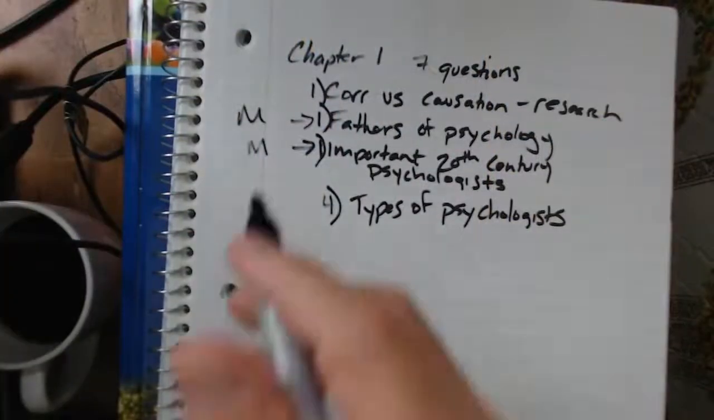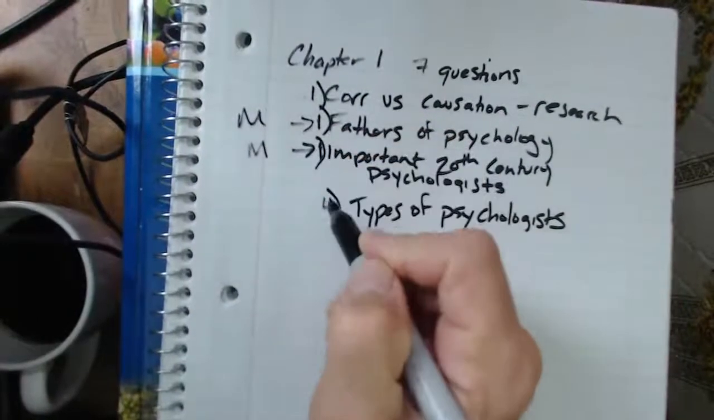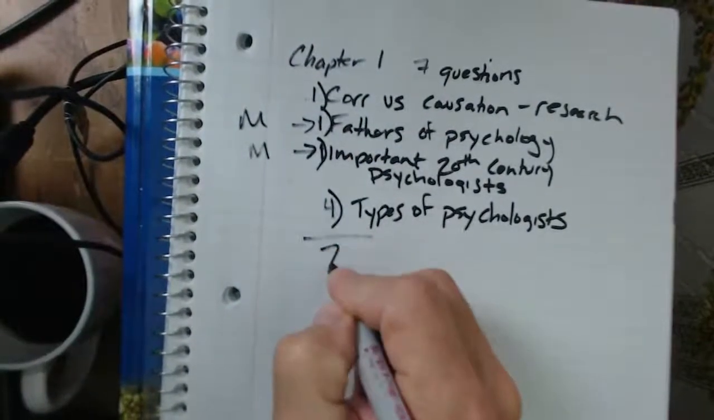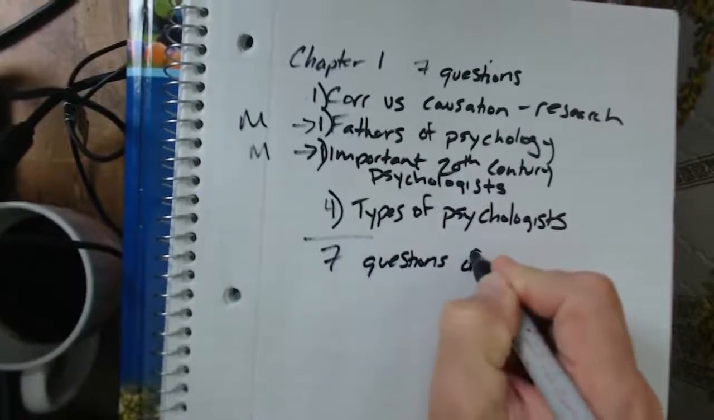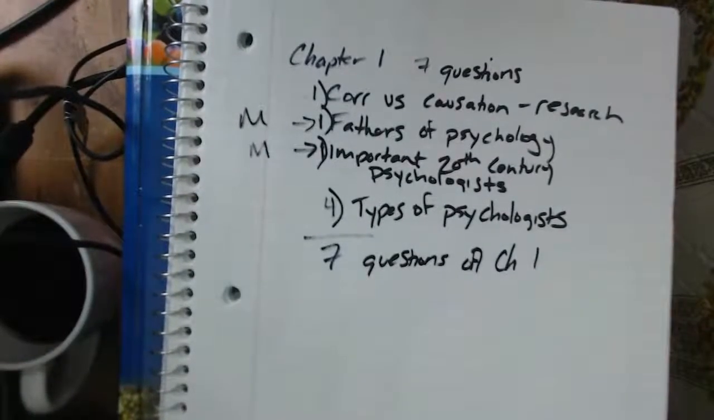And while I wait for the answer, I'm going to go ahead and switch back to the whiteboard. So we have 1, 2, 3, 4, 5, 7 questions on chapter 1. Okay? 7 questions on chapter 1. Very good, AK. Cognitive psychologist. Fantastic.